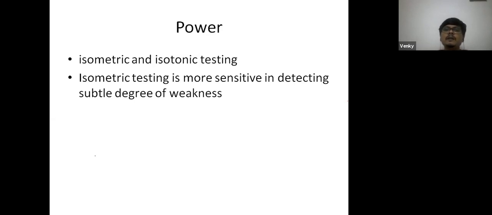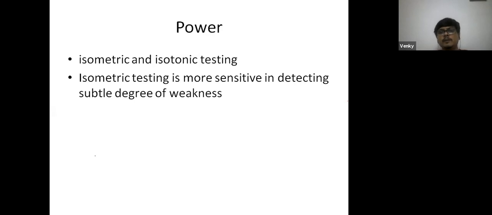So now, coming to the power, it can be tested by means of both isometric and isotonic testing. I will explain what this isometric and isotonic testing is. The isometric testing is more sensitive in detecting subtle degrees of weakness. For example, if you want to test the biceps power, what is the action of the biceps? It's flexion of the elbow.